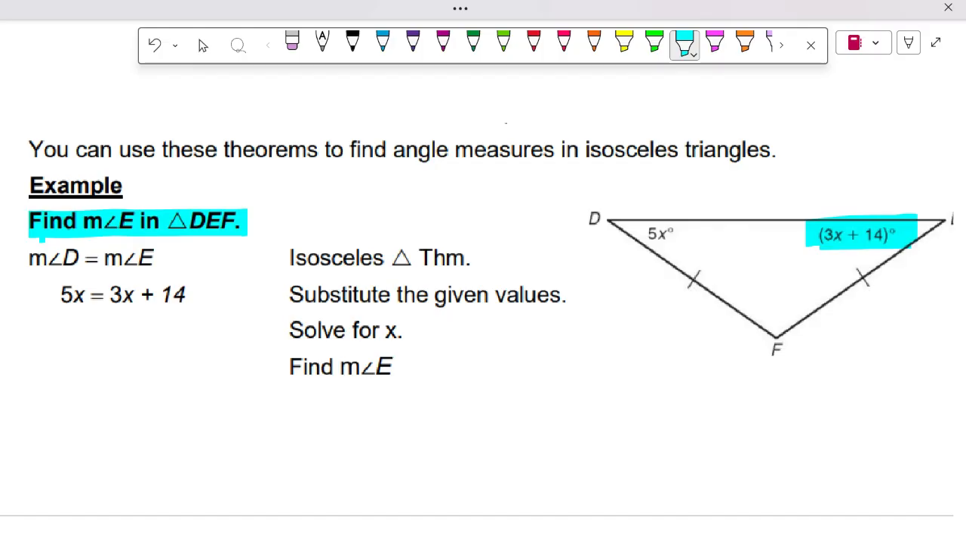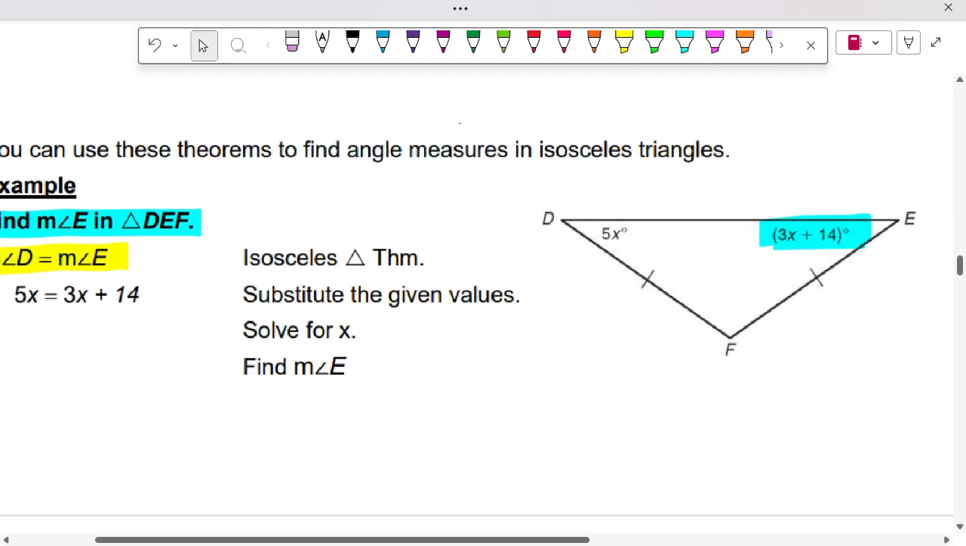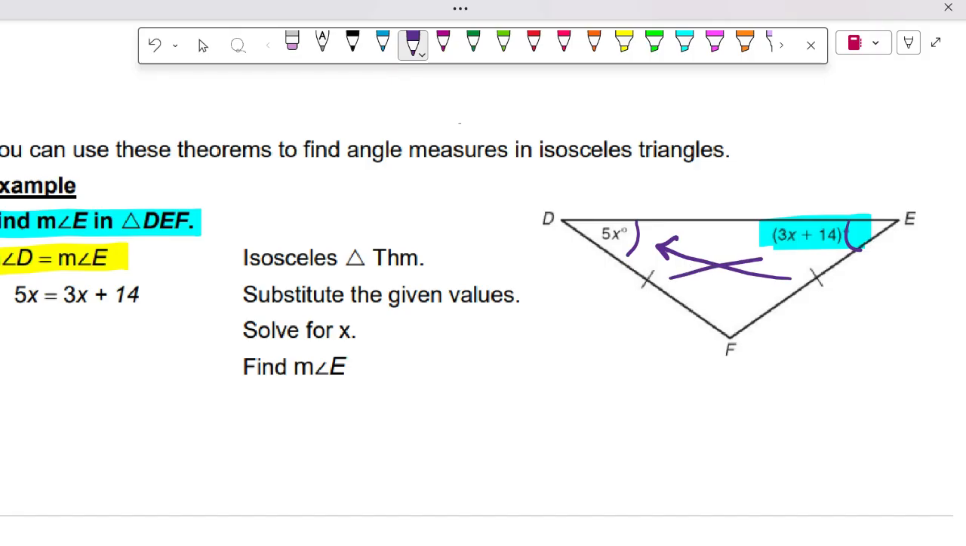Now, they already said that angle D is congruent to angle E. Is that true? So if you look at the picture, can we tell for a fact that that's true? Yeah, why? Because they're opposite the congruent sides. Since they're opposite the congruent sides, they're automatically equal to each other. That's a known fact.